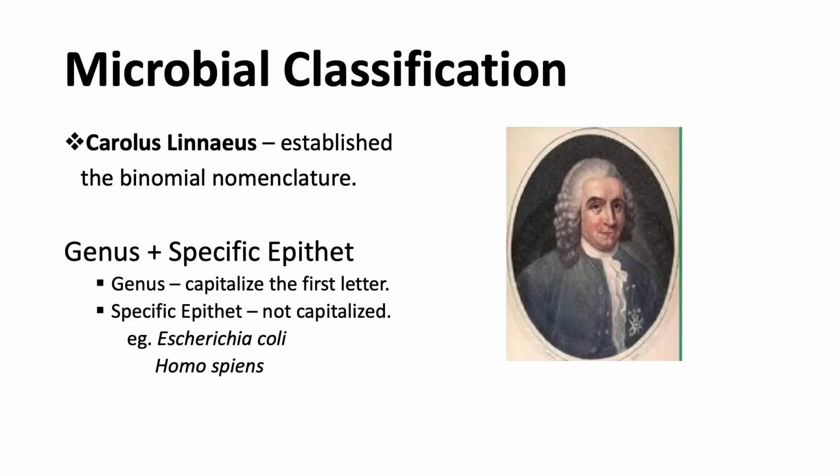The science of taxonomy was established based on the binomial system of nomenclature. It was developed in the 18th century by the Swedish scientist Carolus Linnaeus. In the binomial system, each organism is given two names. The first name is the genus and the second name is the specific epithet. To express the genus, capitalize the first letter of the word and underline or italicize the whole word. For example, Escherichia coli. It is written like this.